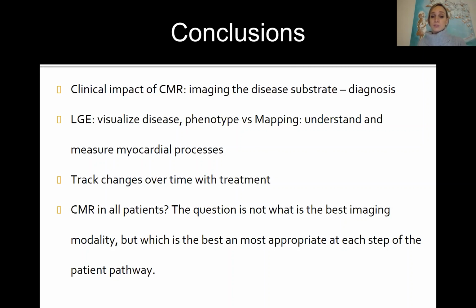The question is not what is the best imaging modality, but which is the best and most appropriate at each step of the diagnostic pathway.